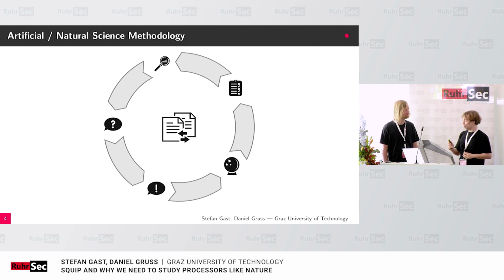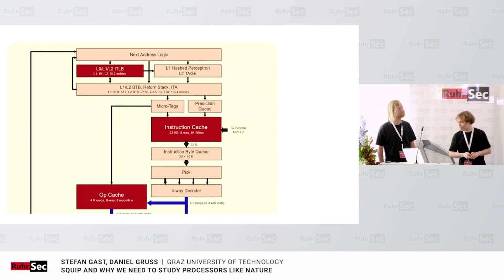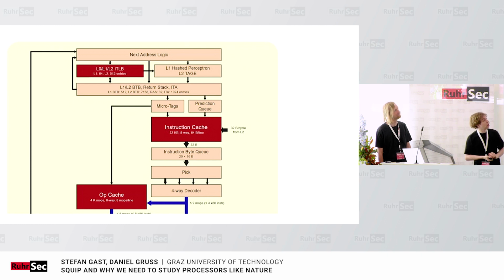SQUIP is just one more example that we have in this direction, and we will start to show you how this process works with a processor pipeline. So let's take a look at a processor pipeline. Here we see the front end. This is of an AMD Zen CPU, Zen 2, I guess. We have seen side channel attacks here on the front end, on the instruction cache, on the micro tags.